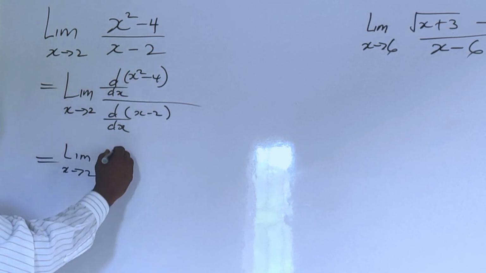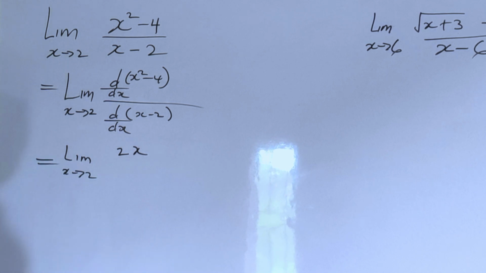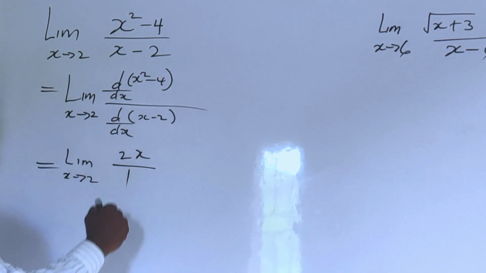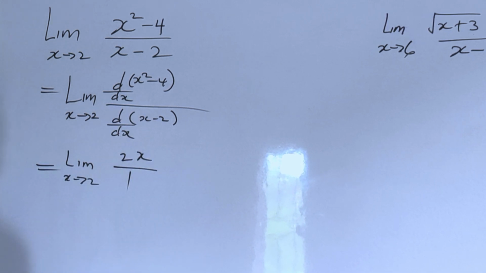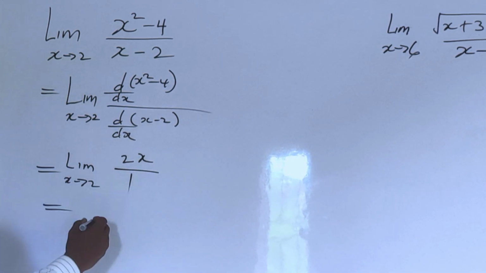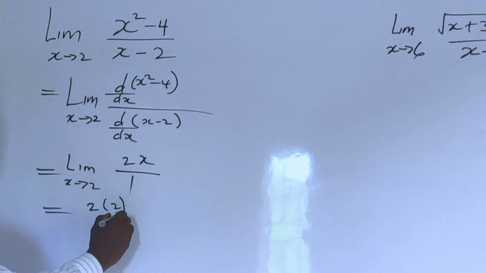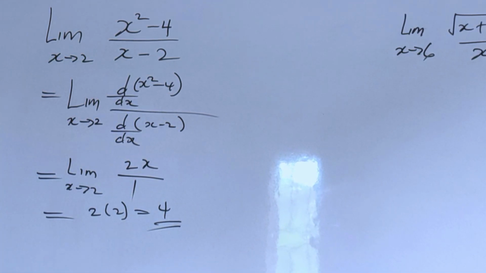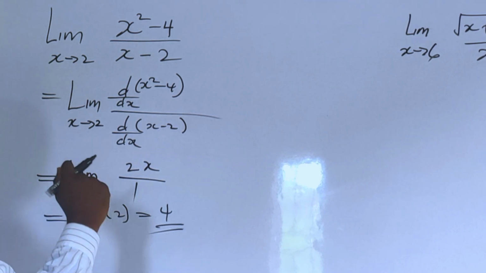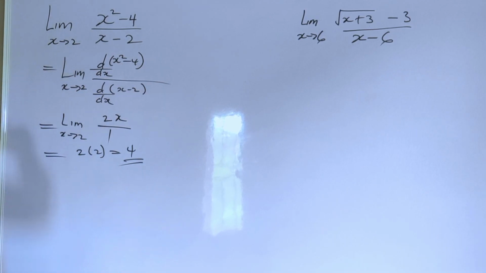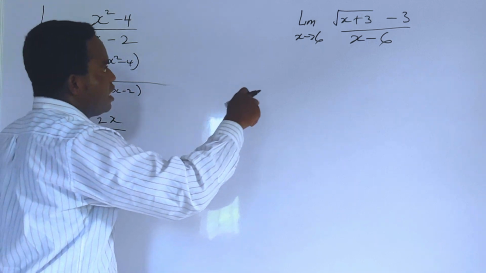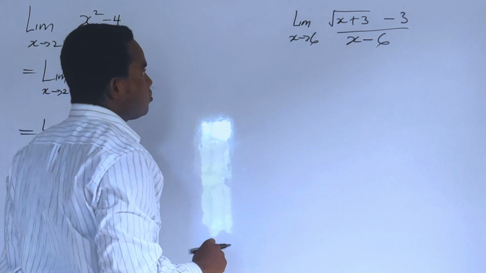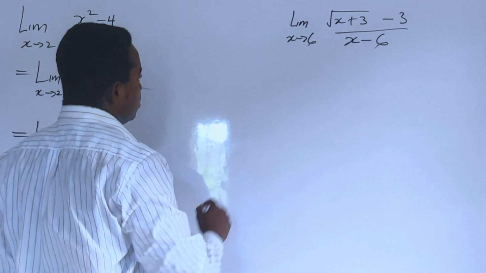So what is the derivative of x raised to power 2 minus 4? That's going to be 2x, and negative 4 is a constant. Then for x minus 2, the derivative of x is 1, minus 2 is a constant. So it's time we evaluate the 2 multiplied by 2, which is equal to 4, right? And just like that. Well, you notice we have conditions where it will be a lot more difficult, and we will have to use this method. We must use this method sometime.